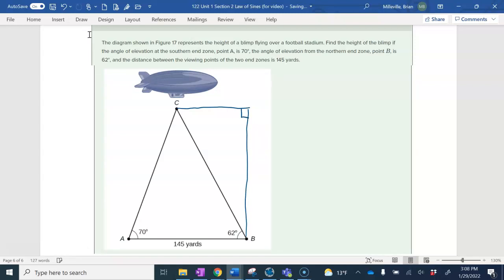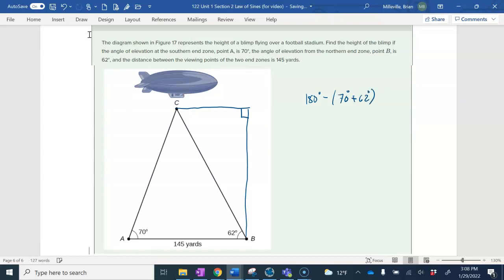All right, now what are we given in our problem? We know the two angles in the figure. We can find the missing angle by adding those and subtracting it from 180. So let's put that in, 180 degrees minus the sum of the other two, which is 70 plus 62 in parentheses.